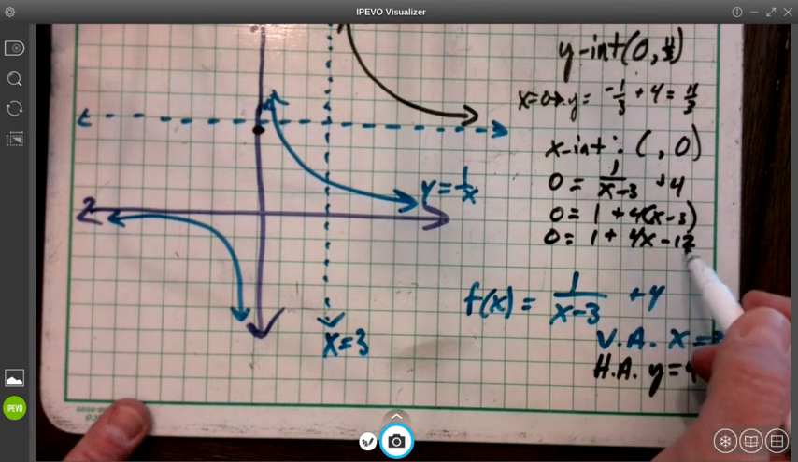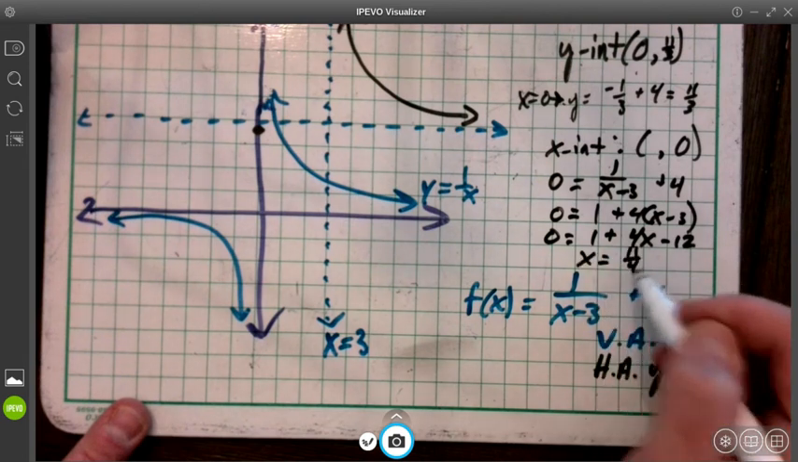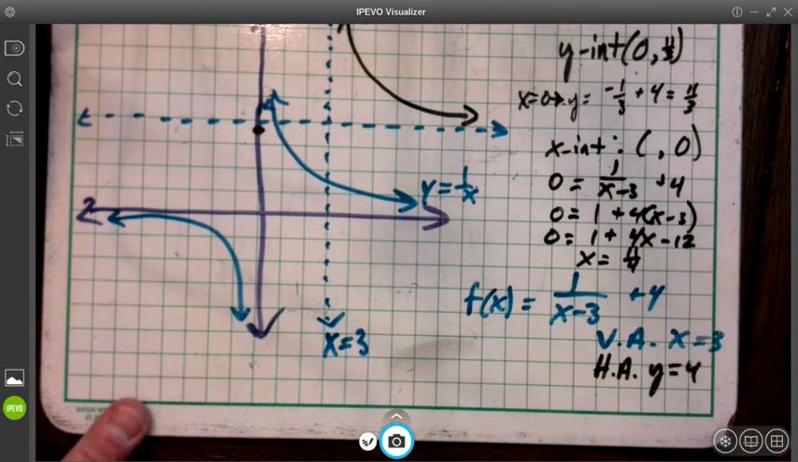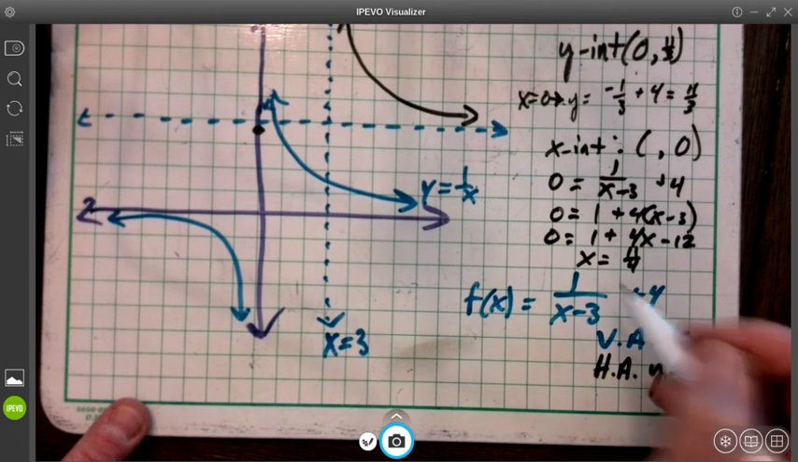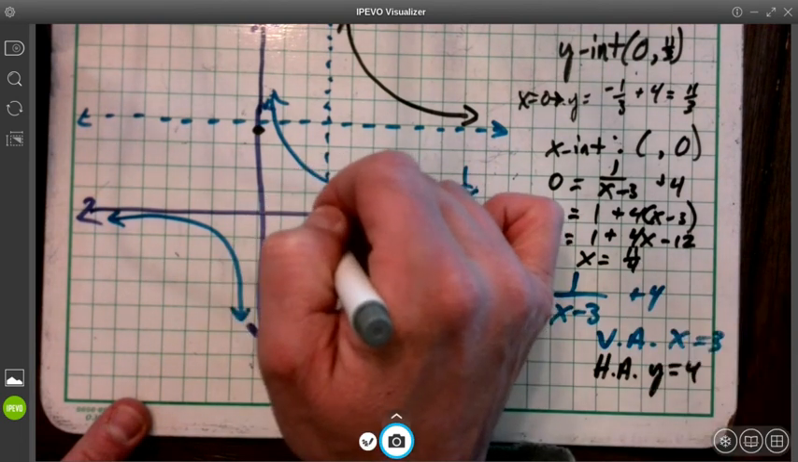I'm going to get 1 minus 12, which is negative 11. I'm going to add that over to the other side. So I'm going to get x is equal to 11 fourths. All right. 11 fourths. Well, that's almost 3. So 1, 2, 3. Back a little bit more.